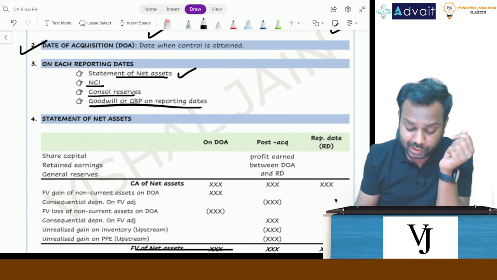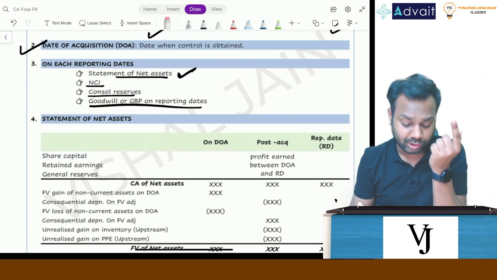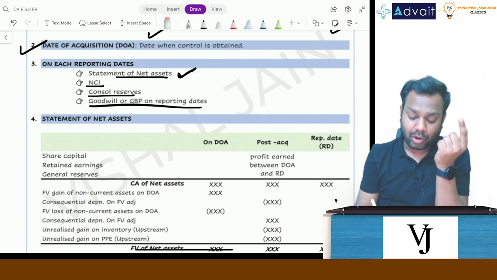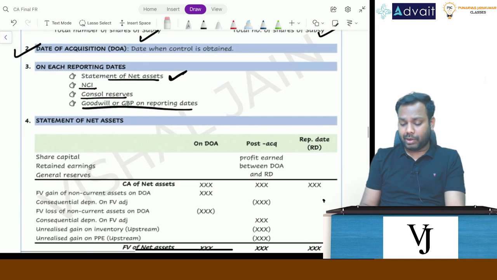Statement of net assets, yes, net assets will change. Okay, will NCI change? Yes, NCI will change, due to the change of the net assets. Okay, consol reserves, yes, it will change. Okay, now let's understand each of them one by one.